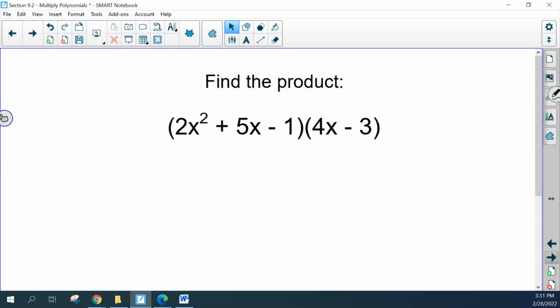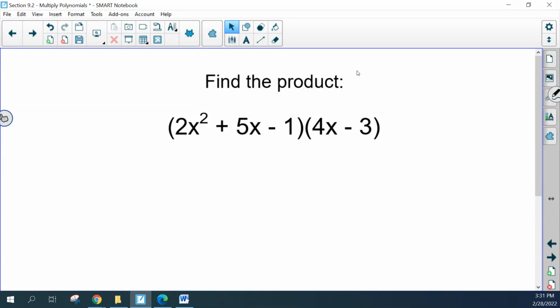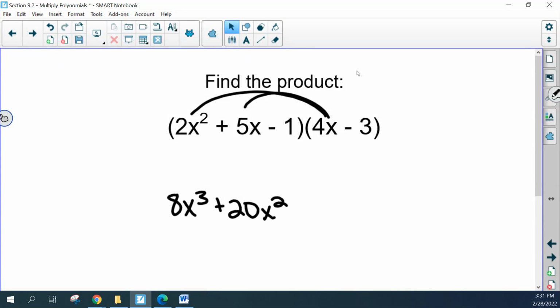Okay, so we are going to practice this again. So we are going to multiply everything times 4x. So 4x times 2x squared is 8x to the third. 4x times 5x is 20x squared. 4x times negative 1 is negative 4x.